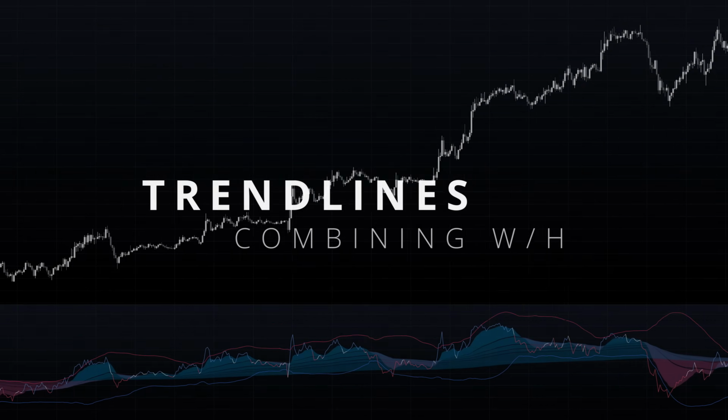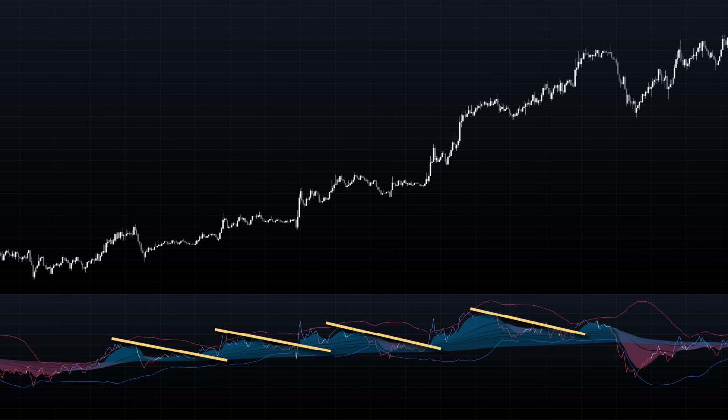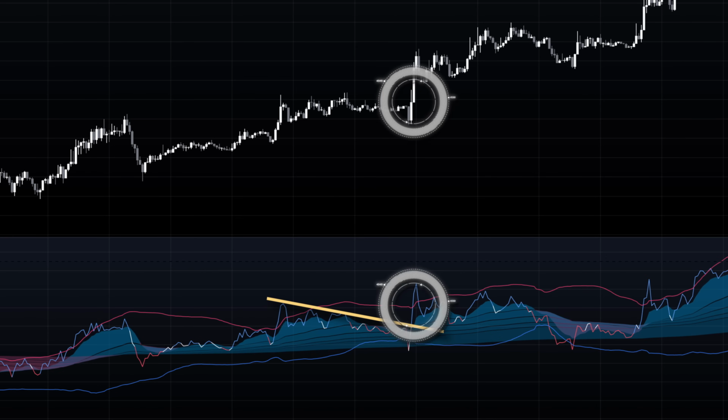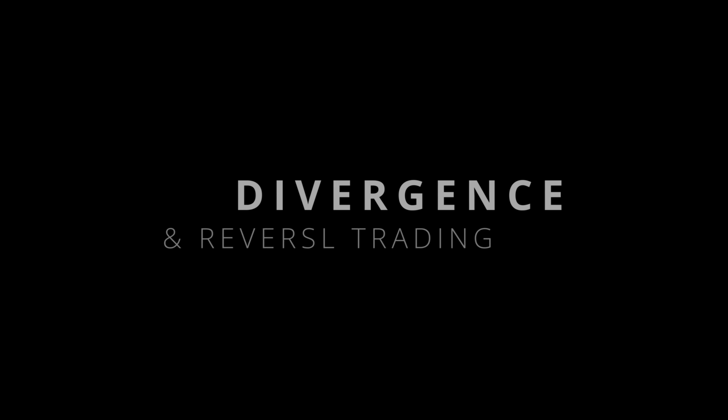A very strong extra confirmation is applying trend lines over the RSI for safer entries. Draw the trend line over the RSI during a pullback, connecting the peaks, and only enter after a breakout occurs.